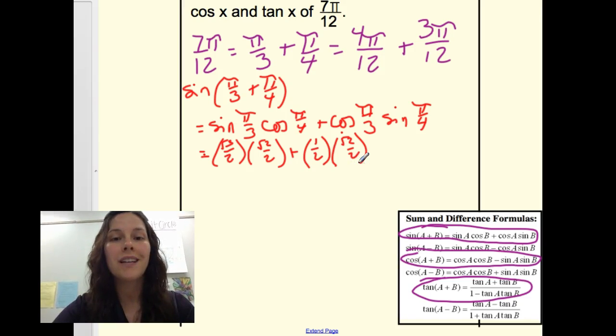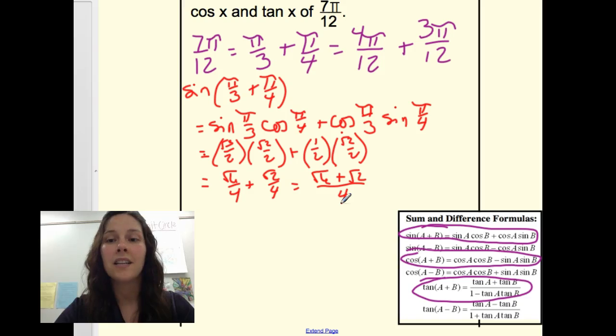When we multiply these together, this is pretty similar to what we got on the last one. We have square root of 6 over 4 plus square root of 2 over 4, which gives us square root of 6 plus square root of 2 over 4. Now you can't add these together under one radical. It's quite tempting to say that's the square root of 8, but it doesn't work that way.